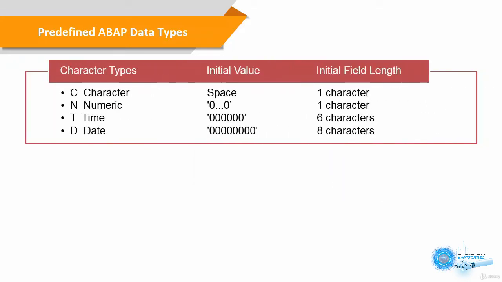Now, there are four types of character data types. These are C, N, T, and D types. We can use type C data for an alphanumeric text value of whatever length you specify, up to the maximum length. The N data type stores a numeric text value and fills any unused capacity with zeros. And we can use the type T data for storing a time value. The D field stores a date value in the format year, month, day.